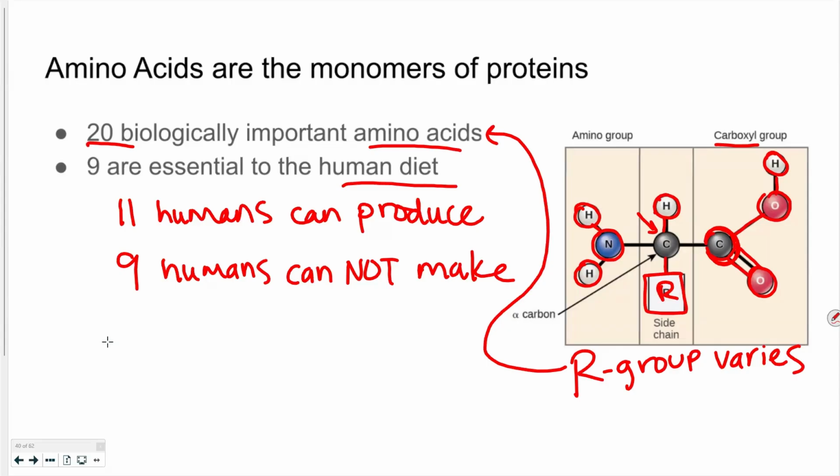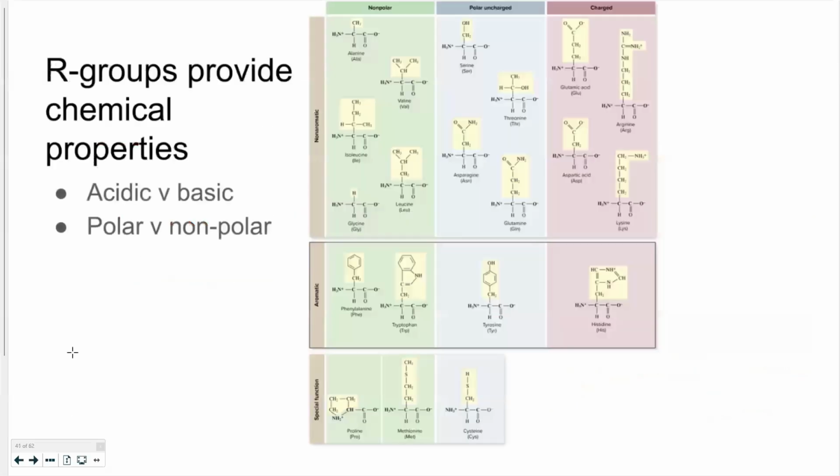You can kind of think of this like the X in algebra. The X in algebra can stand for anything. The R in our R group can be any important type of side chain. So let's see what we got going on. Here are all of the amino acids that are biologically important.